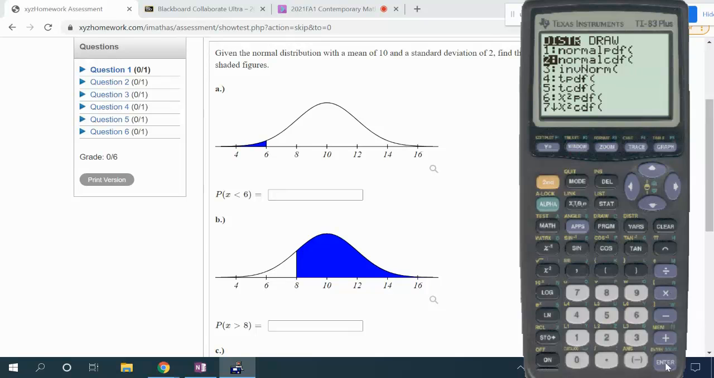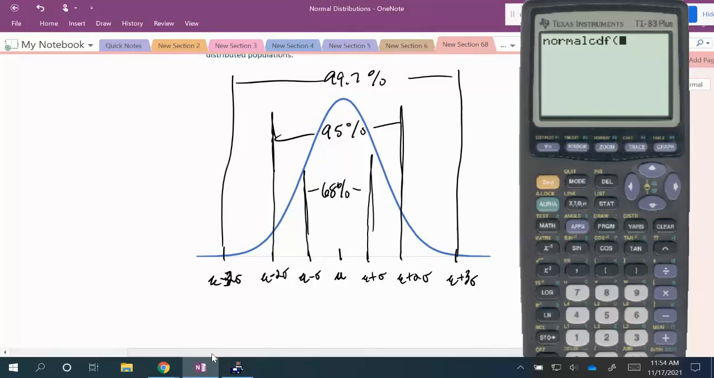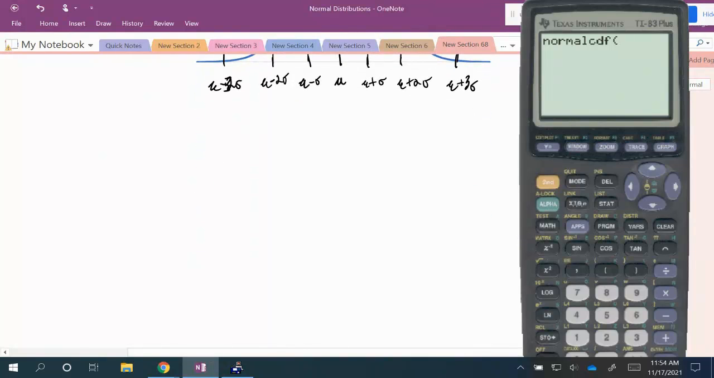Now, as we use this cumulative distribution function, it's going to require 4 parameters. So I'm going to list those parameters here. When we use the normal CDF, you must put in the following: a lower bound, an upper bound, your mean, and then your standard deviation.